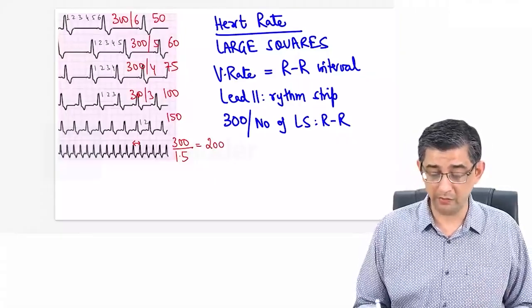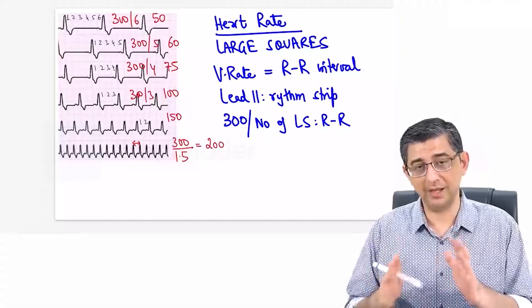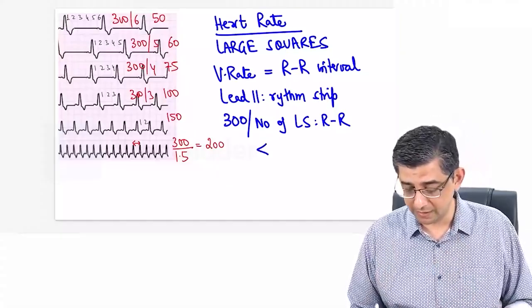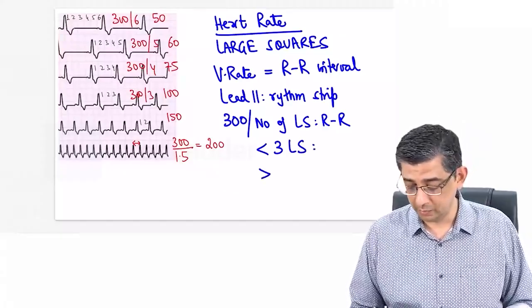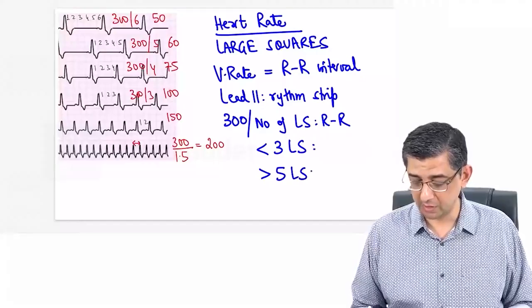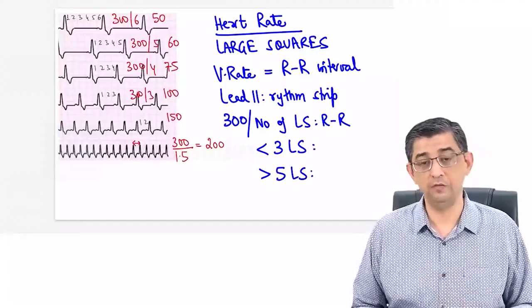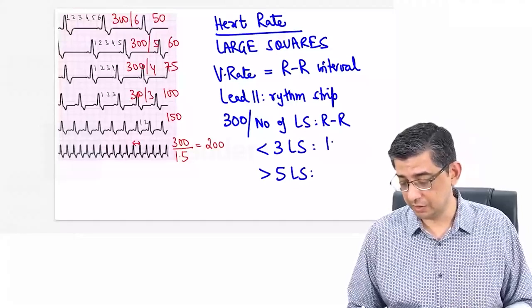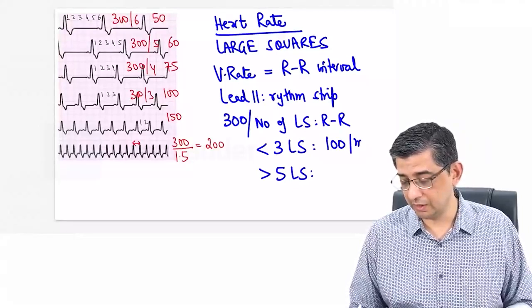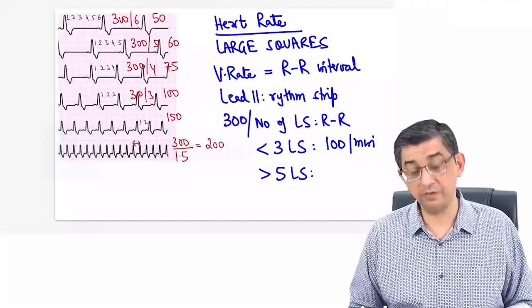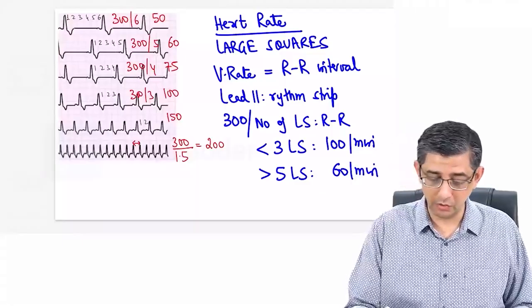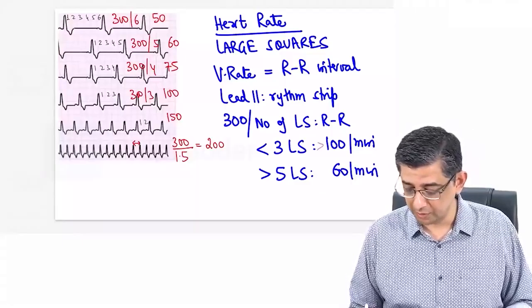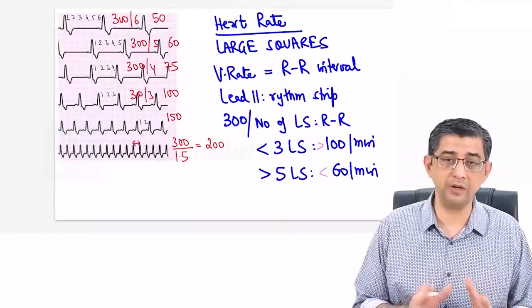So the carry home message is, if you find less than 3 large squares separating R and R, and if you find more than 5 large squares separating R and R, there's a lot of difference. If it is less than 3 large squares in the RR interval, then there is definitely a tachycardia occurring in the patient. Whereas if it is going to be more than 5, then the heart rate is going to be less than 60. You see, normal physiology values you are anyway familiar with. I just want you to remember the number 35.